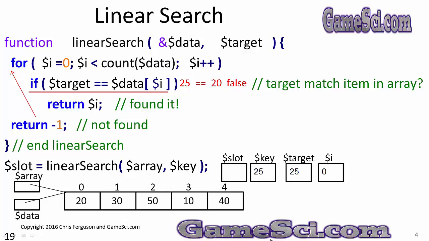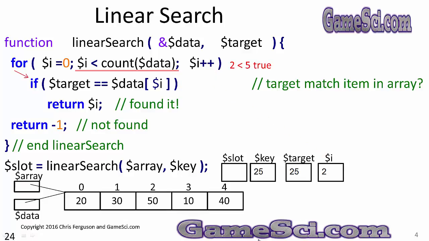That's not a match. Since it's not a match, we will spin back up in the for loop, execute the $i++. 1 less than 5 is a true statement, so we'll test our if again. Does 25 equal 30? Does everyone see where that 30 is coming from? $i contains a 1, so we're looking at position 1 of the array, which is a 30, and 25 does not match that. As a false statement, it spins back up in the loop.